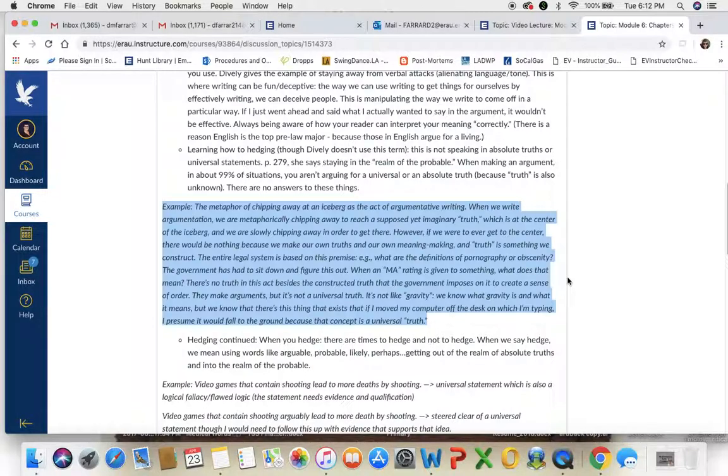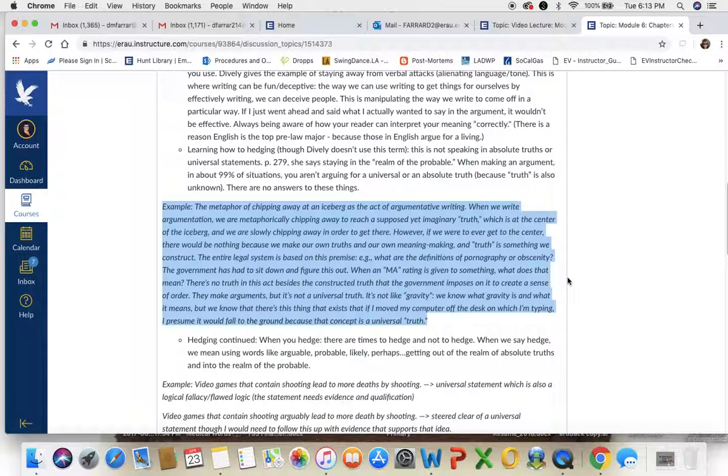I also then give the example of the legal system, because that's something I'm interested in in my own research, but the entire legal system is based on this premise of the metaphor of the iceberg. And I give the example, what are the definitions of pornography or obscenity? The government has had to sit down and figure this out, right? What does pornography mean? What does it look like? How do we constitute these different ratings? When something's given an MA rating, what does that mean? So there's no truth in this act. When we say, this is the government definition of pornography, or this is the government definition of obscenity, there's no truth in it besides the constructed truth that the government imposes on it to create a sense of order. So they make arguments, right.